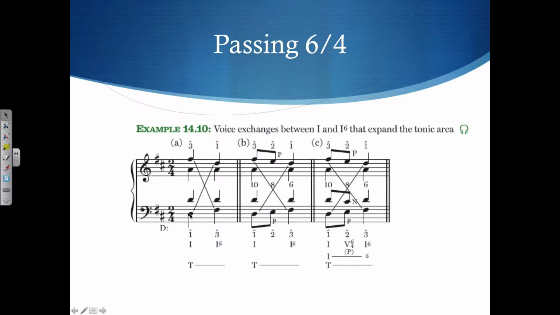Here, notice that the bass moves from D to F sharp, and the soprano moves from F sharp to D. So D was exchanged for the soprano D here, and F sharp was exchanged for the bass F sharp right here. Does that change the harmony? No, it doesn't. It changes the chord only by inversion. So we can see that this is one way that we can actually expand the tonic area with a voice exchange. Or we can simply say we've revoiced these 2 chords.